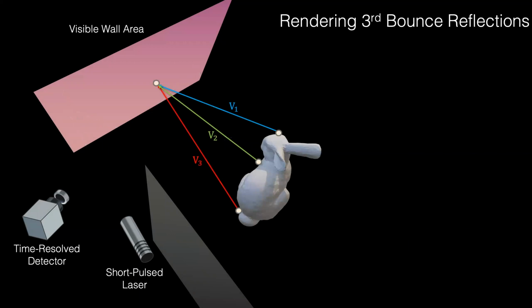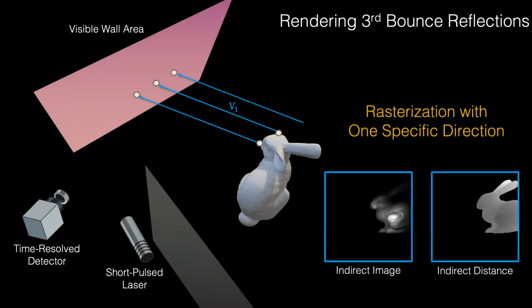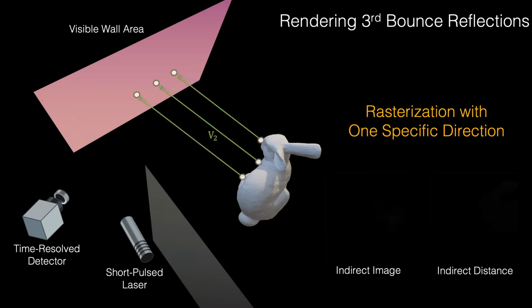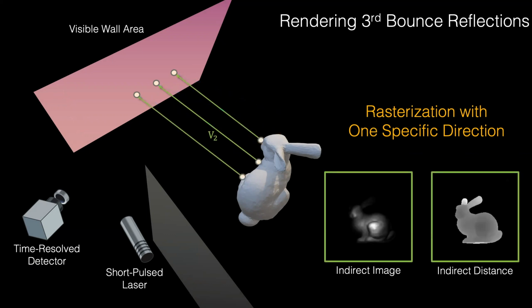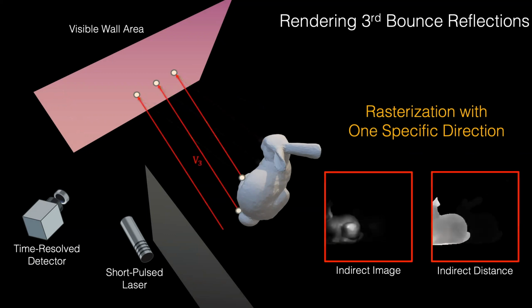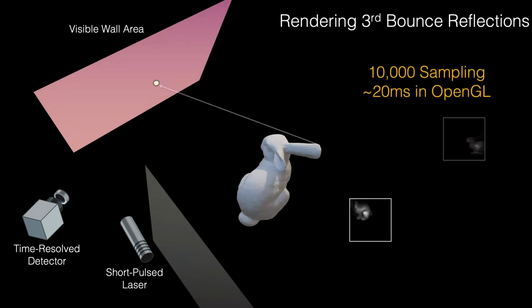As a result, a single wall point integrates light over the hemisphere. We decompose the rendering process into individual indirect views that can be rendered using orthographic rasterization. We render each view with fast OpenGL rasterization and generate a corresponding intensity image. We utilize the alpha channel to store the indirect distance maps, which records the path travel time.